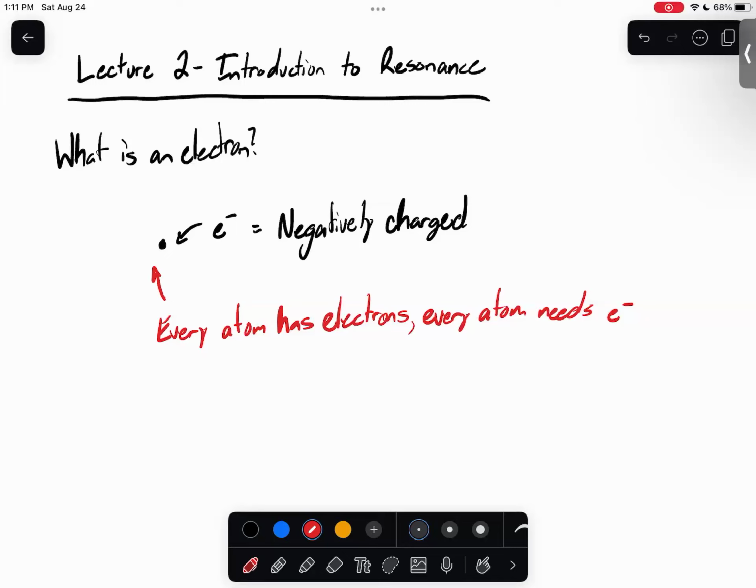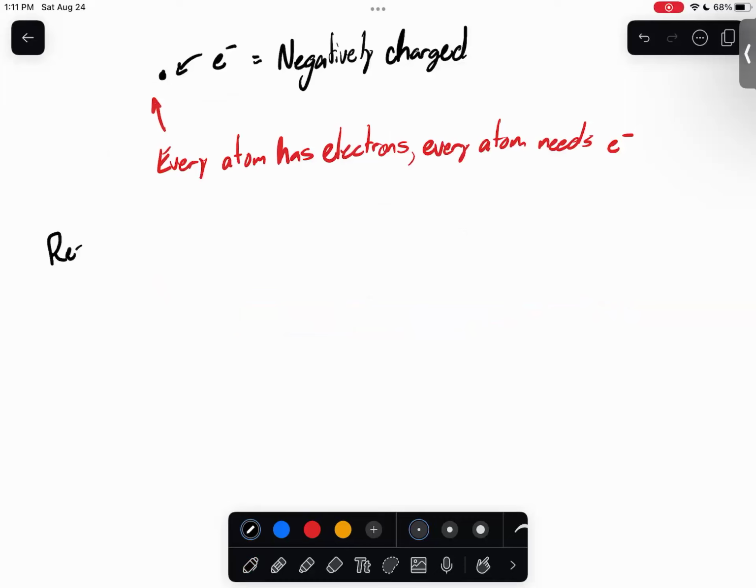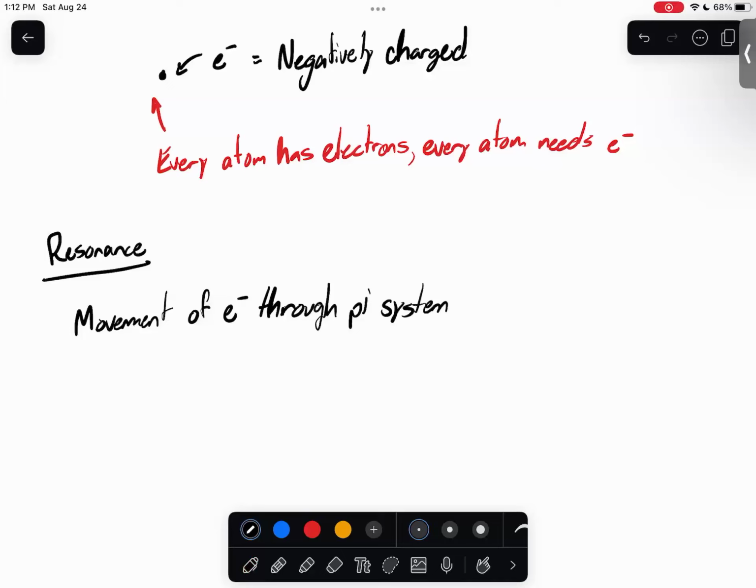And so whenever we're talking a little bit about resonance, we actually get to the point that these matter a lot. And so essentially what we're looking at is this thing called resonance, which is the movement of electrons through pi systems, right? So this movement of electrons is a flow. It can move from one atom to another. And it usually occurs through these things called pi systems, which happens a lot with what are double bonds.